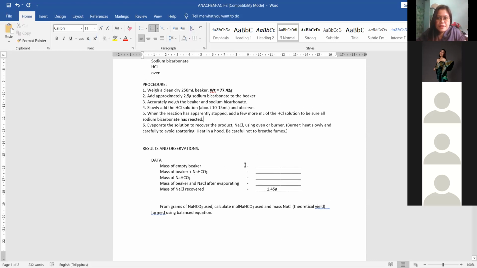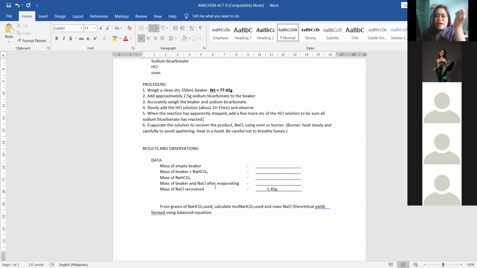We have here the mass of the empty beaker. It's already given in the problem. Mass of beaker plus sodium bicarb. Of course, you just add, because the amount of sodium bicarb is given in the problem, plus the weight of the beaker. And then the mass of sodium bicarb is also identified in the problem already.